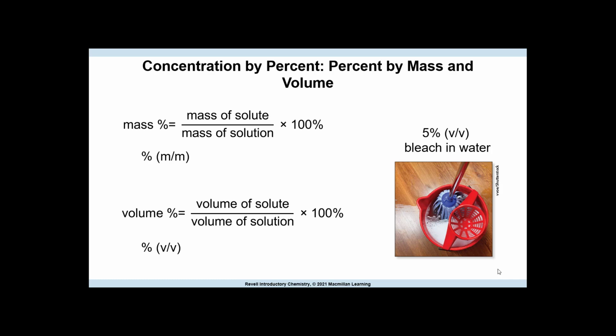For example, instructions for cleaning might call for a 5% volume by volume solution of bleach in water. In this solution, the solute accounts for 5% of the total volume of the solution. We can prepare the solution by adding 5 mL of bleach to enough water to make 100 mL of solution.